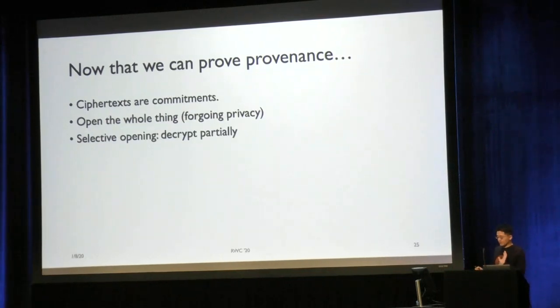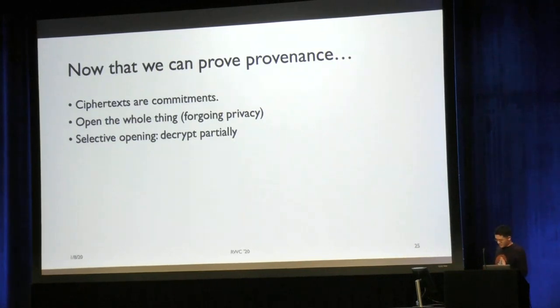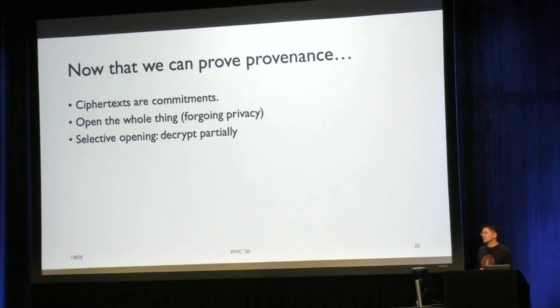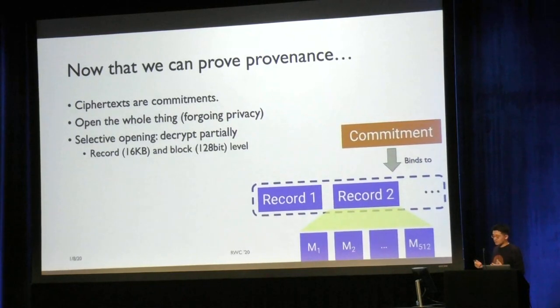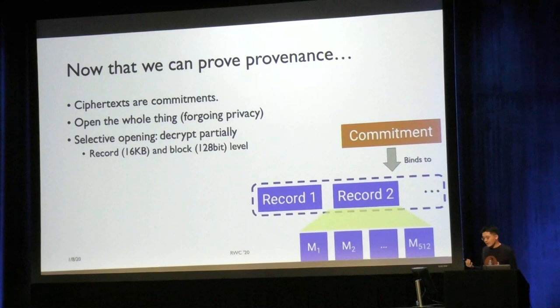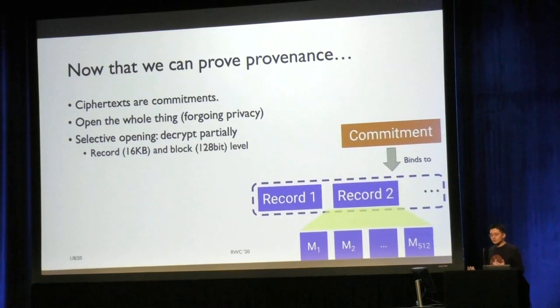Or the prover could, as I said, prove statements about plaintext in zero knowledge. Well, of course, a generic zero knowledge proof for a large ciphertext would be expensive, but there are still interesting operations that we can do. For example, in the paper, we proposed several ways to allow users to decrypt the ciphertext partially. And for example, by leveraging the record structure in TLS, we can do record level and block level selective opening pretty efficiently.